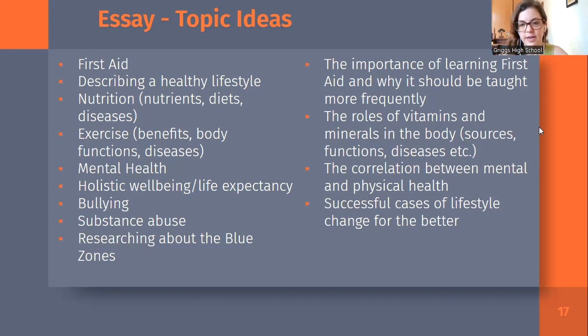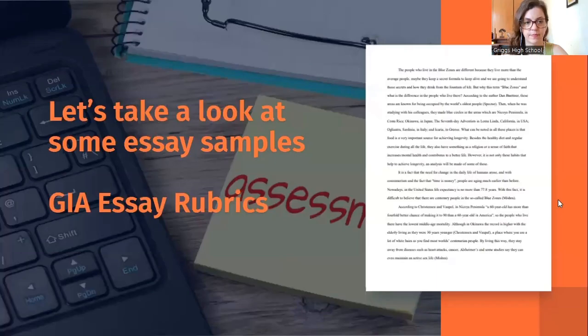The roles of vitamins and minerals in the body, the correlation between mental and physical health, and successful cases of lifestyle change for the better. So they can get case studies of people who changed their lifestyle. You could even get famous people who changed their lifestyle for some reason and what happened and everything.